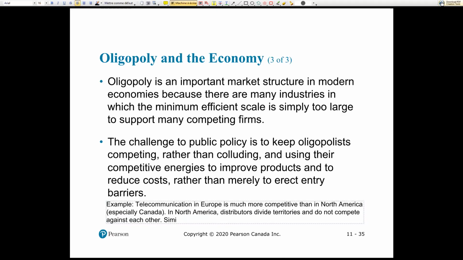Similar with airlines. It's nice to have 10 different airlines in North America, but if from one destination to another you only have one, then is there competition? No, because as a consumer, I cannot choose which airline to pick. There's only one in one direction. So they're a monopoly on that route, basically.